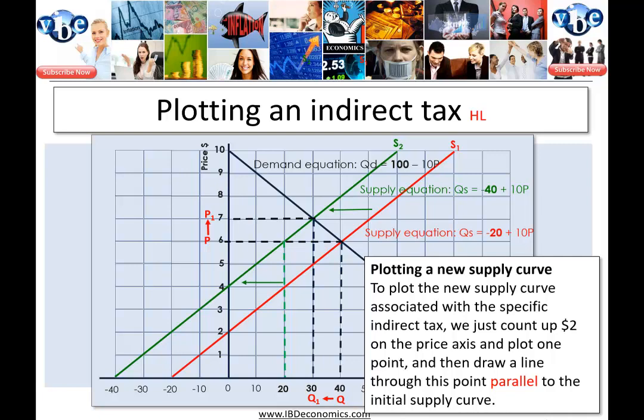So plotting the first supply and demand curves is where the mathematics is. You don't need to do that same step to plot the second supply curve. All we need to do is count up on the price axis the amount of the indirect tax.